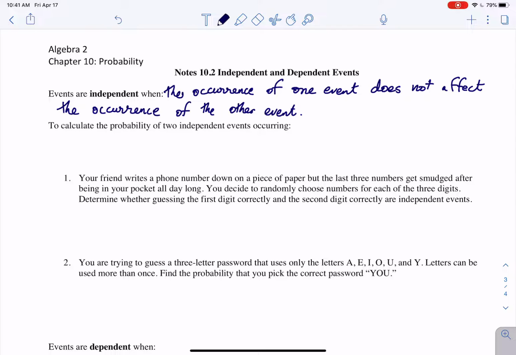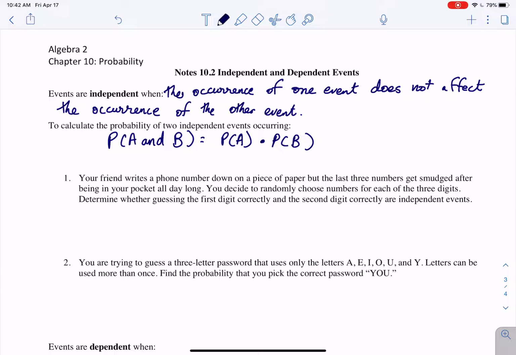To calculate that, the probability of two events happening when they're independent is you take the probability of each one and you just multiply it together. So the probability of A happening multiplied by the probability of B happening is the probability of both of them happening.